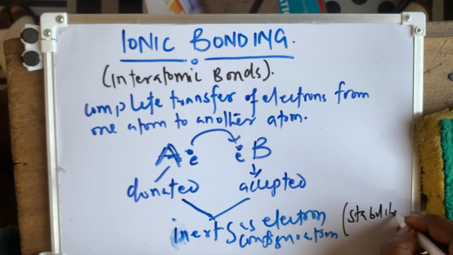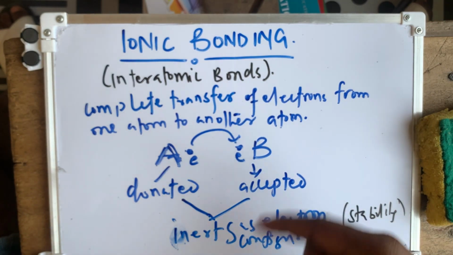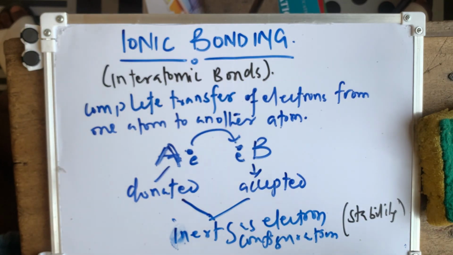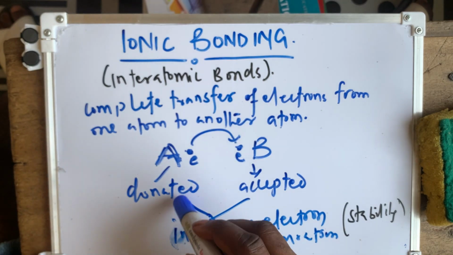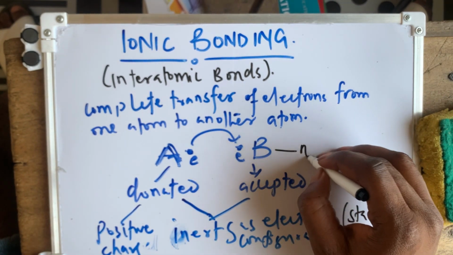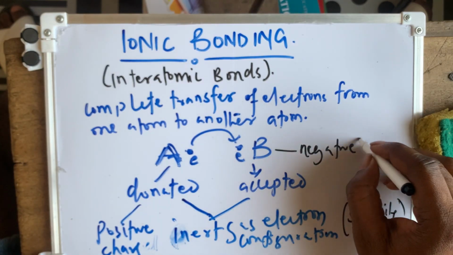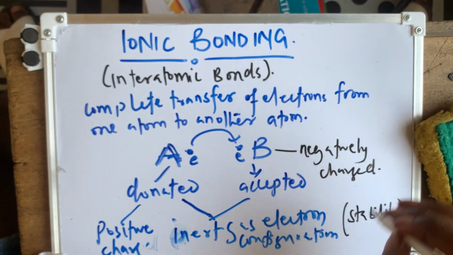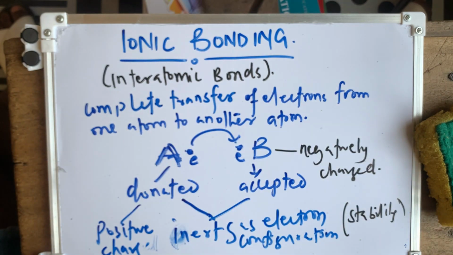The inert gas electron configuration is sought because of one thing: stability. In achieving stability, we are reducing the potential energy. Now the one that donates the electron becomes positively charged, and the one that accepts the electron becomes negatively charged.